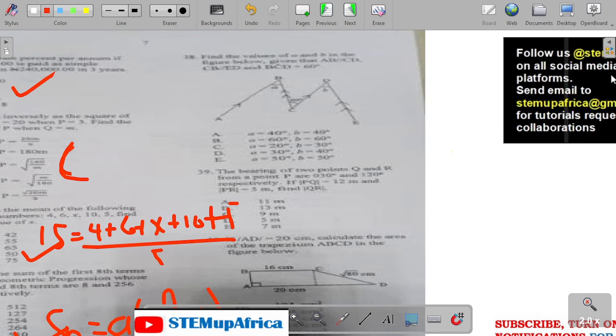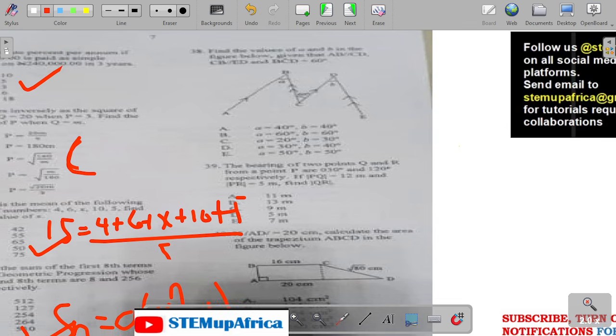So a and b, this is alternate angles. a is 40, b is 40. Nothing to do there, by applying the concept of alternate angles.